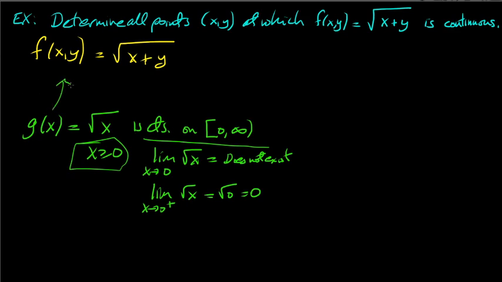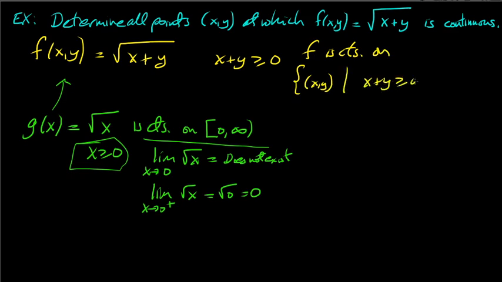So how does that help answer this question? Well, essentially just do the same thing. Take whatever's under the square root, in this case x plus y. Well, that has to be greater than or equal to 0. Right? So there you go. So the function f is continuous on the set of points x and y such that x plus y is greater than or equal to 0.